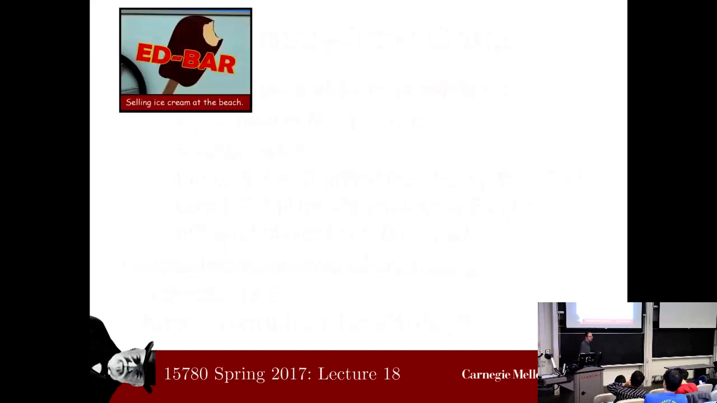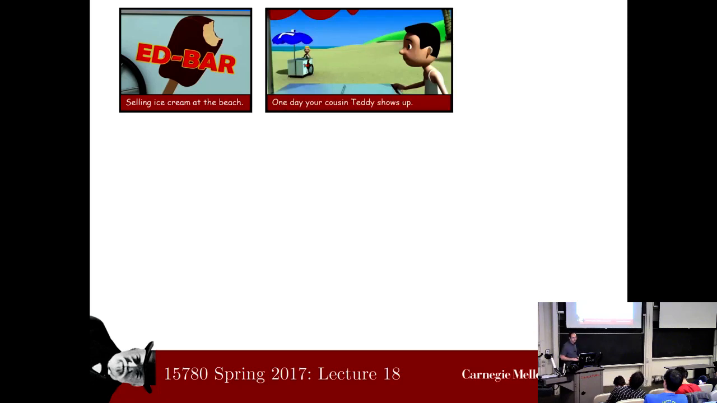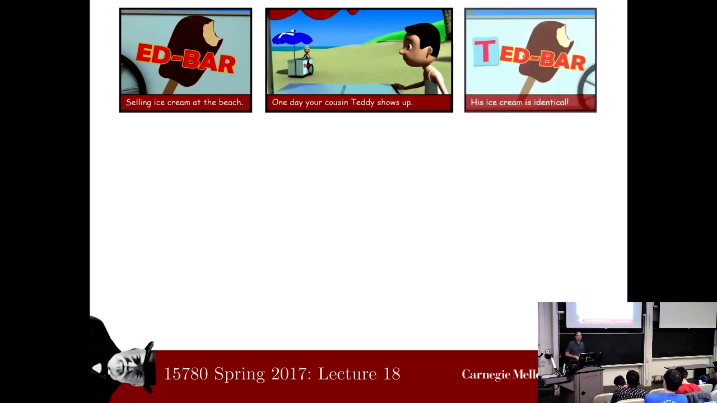So the story is that our name is Ed, and we are selling ice cream at the beach. And then one day our cousin Teddy shows up, and he has an identical ice cream bar that he calls Ted Bar instead of Ed Bar. And again, this is where Ted, as in TED Talk, comes in.